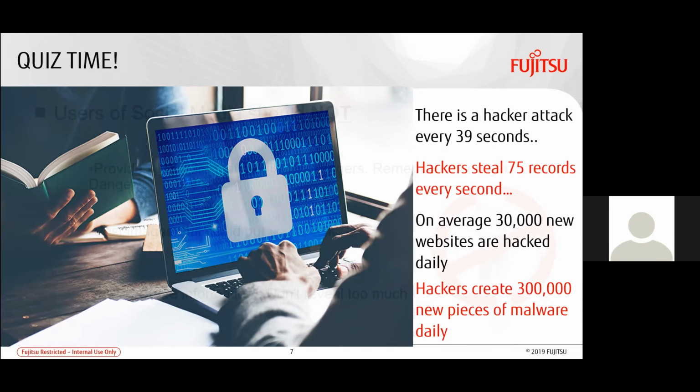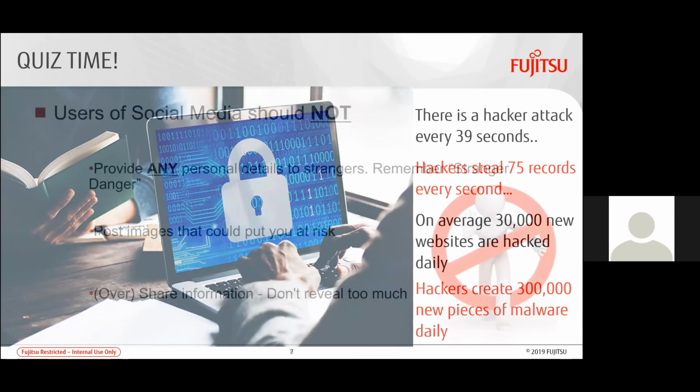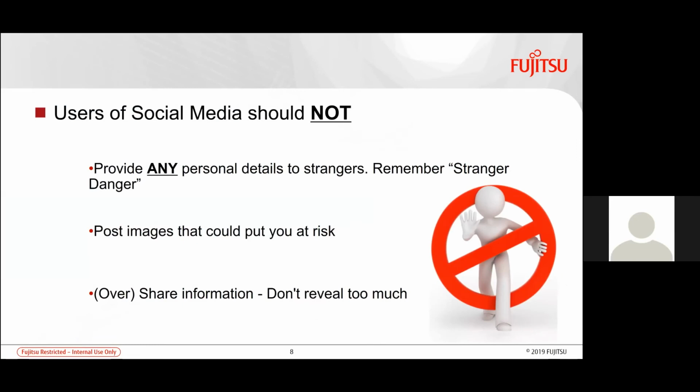So overall, users of social media, especially those at Easthampstead School, should not provide any personal details. You should remember stranger danger. Don't obviously put out information such as your full name, the school you go to, your age, your address especially. Do not post images that could obviously put you at risk. Make sure your profiles are private.